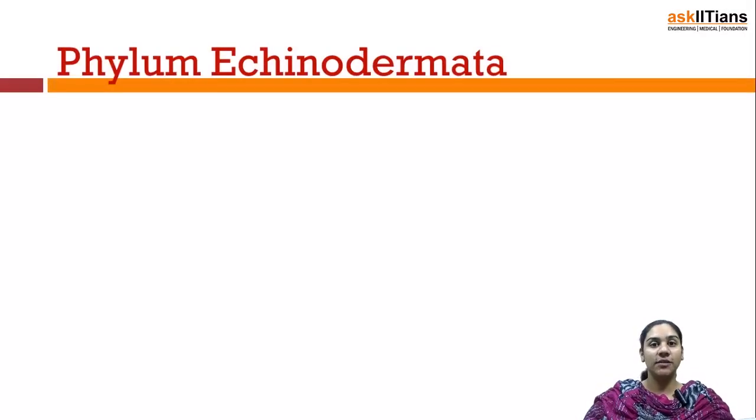Hello students, welcome back. Now we'll be starting with the phylum Echinodermata that lack any freshwater or land representatives. So let's start with the characters of this phylum. Anyone who has been to the beach has probably seen starfish or sand dollars. These and many other organisms make up the Echinodermata, the largest phylum to lack any land or freshwater representatives.